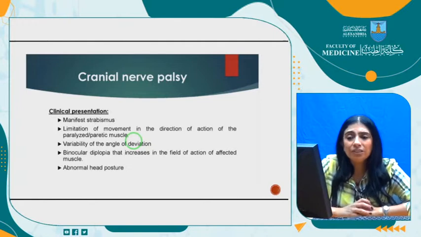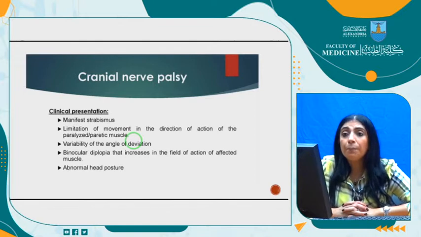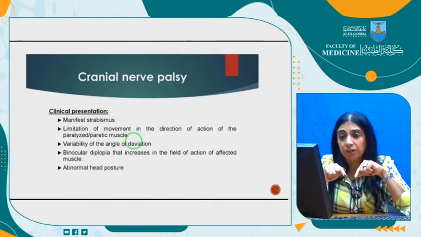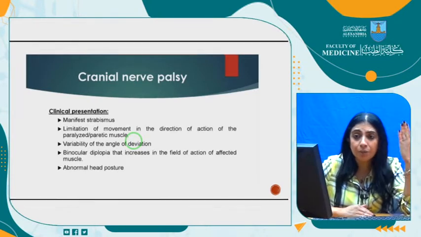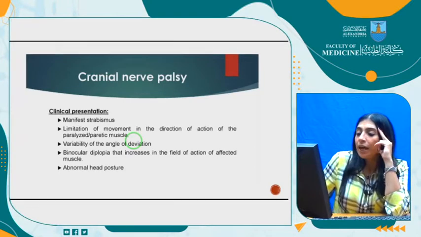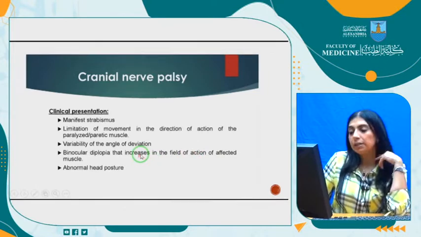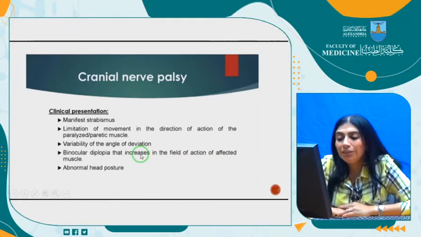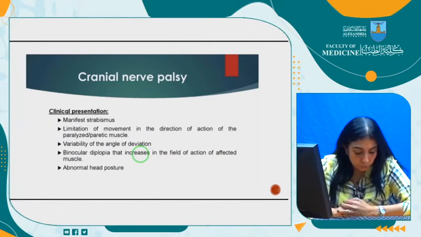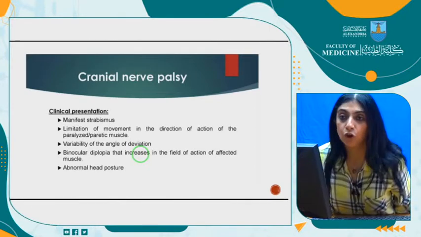Binocular diplopia. What's diplopia? Diplopia is seeing double images. Binocular diplopia means a double image is seen when both eyes are open, and this diplopia disappears once either eye is covered. And this diplopia increases in the field of action of the affected muscle. Abnormal head posture. What is the aim of assuming an abnormal head posture? The patient does it in order to overcome the binocular diplopia.